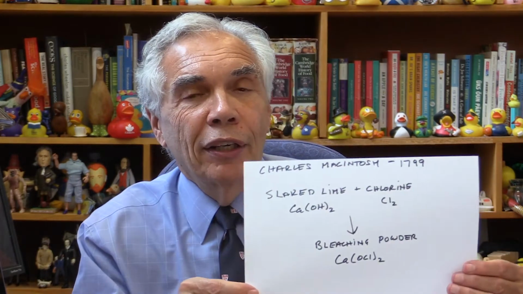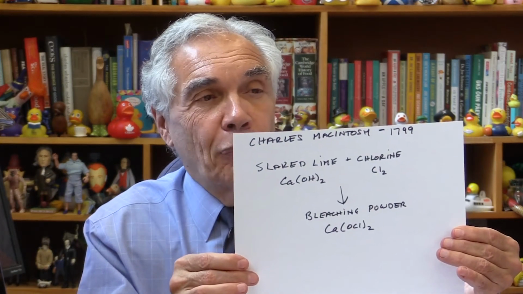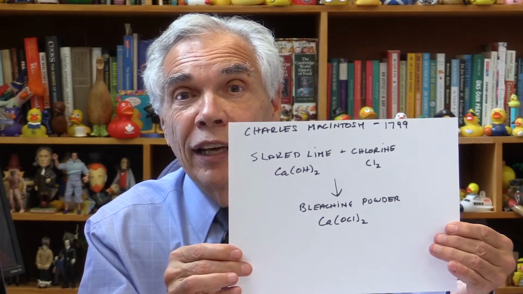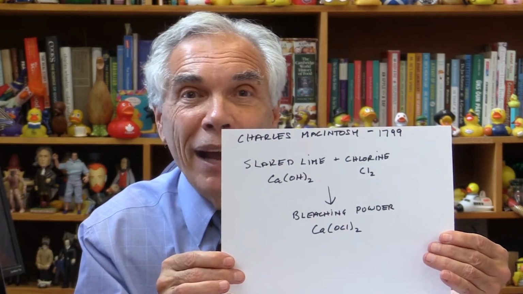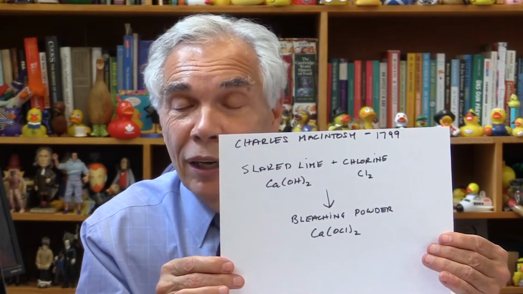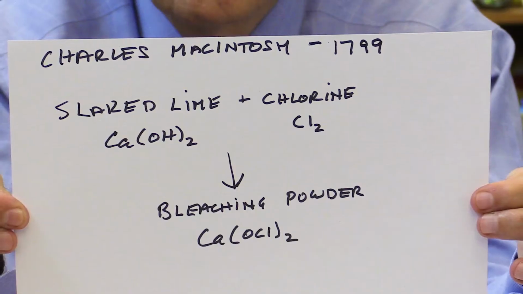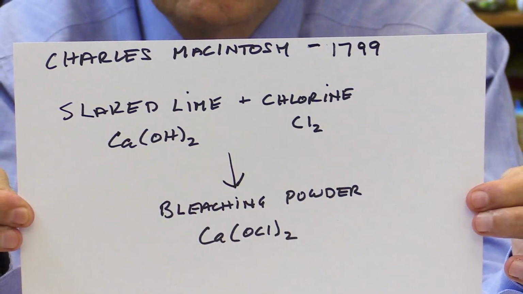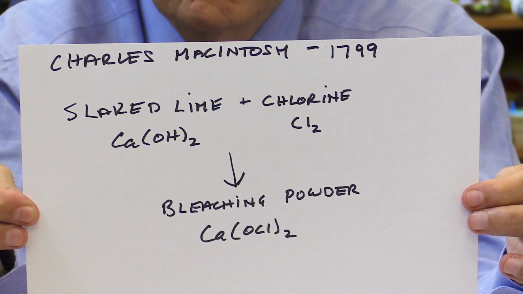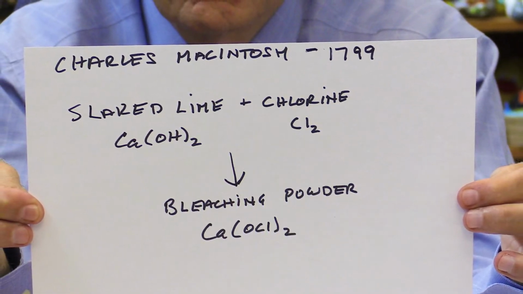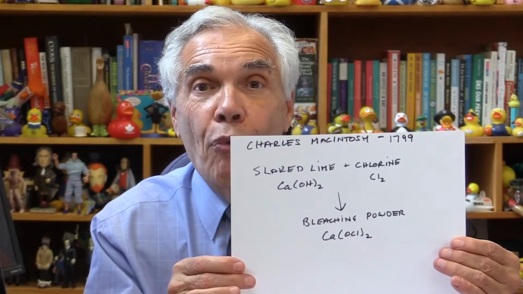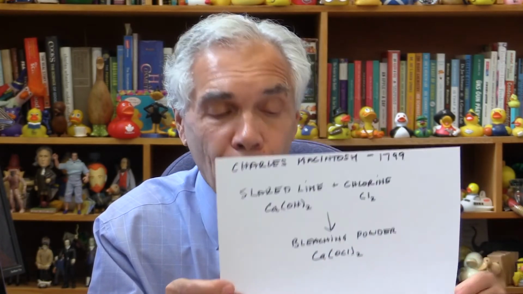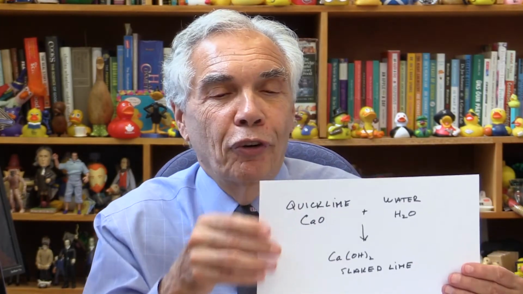All right, so we go one step further back. Where did that bleaching powder come from? Now we go back to 1799, and Charles Macintosh, the same guy who came up with the Macintosh raincoat. Well, he was a chemist, and he's the one who found that if you took something called slaked lime and mixed it with chlorine, you got this bleaching powder, the calcium hypochlorite. But now we have to ask the question, where would he have gotten the slaked lime and where would he have gotten the chlorine? So we go one step further back.